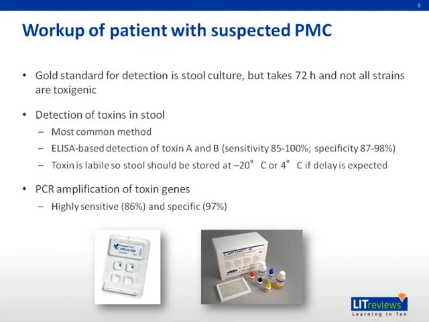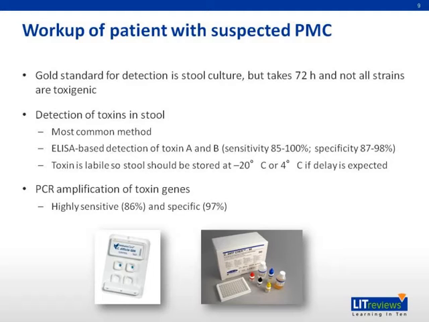So after you've made a tentative diagnosis of PMC, it can be confirmed by demonstrating the presence of Clostridium difficile in the stool, specifically the toxins of the C. diff. And so nowadays, this is probably the most common form of confirmation for C. diff infection. And we use an ELISA-based method for detection of the two toxins, A and B. And you can see there they have very high specificities, the ELISA methods.